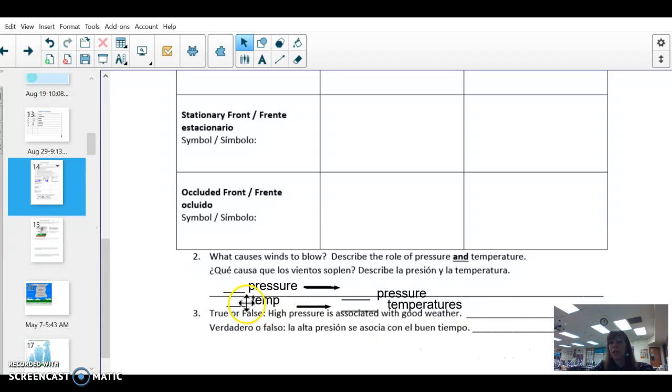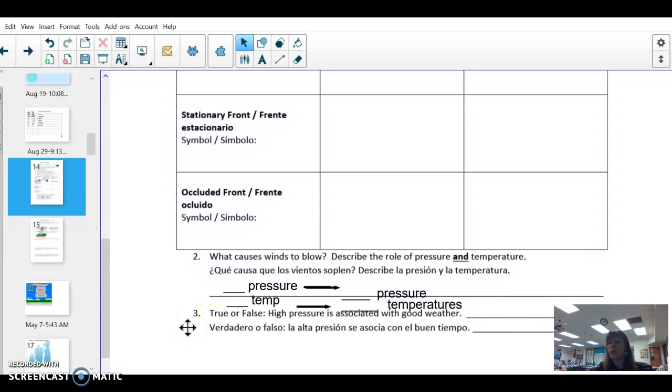All right, at this point you should have said high pressure to low pressure. High pressure, remember, it's an indirect relationship. So if you increase pressure, the temperature is decreased. So lower temperatures cause an increase in pressure. Higher temperatures cause a decrease in pressure. So you should have said high pressure to low pressure, low temperature to high temperature.